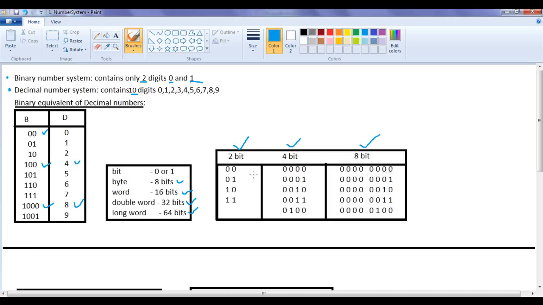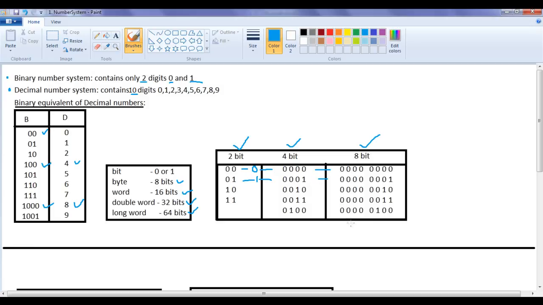Here you can see that to represent the decimal number 0, in a 2-bit machine we write 0, 0. If a machine is a 4-bit machine, the same decimal number 0 we represent by writing 0, 0, 0, 0. The same decimal number we represent in an 8-bit machine by writing 8 zeros. To represent the decimal number 1 with respect to a 2-bit machine, we write 0, 1. The same decimal number 1 with respect to a 4-bit machine, we write 0, 0, 0, 1, and so on.